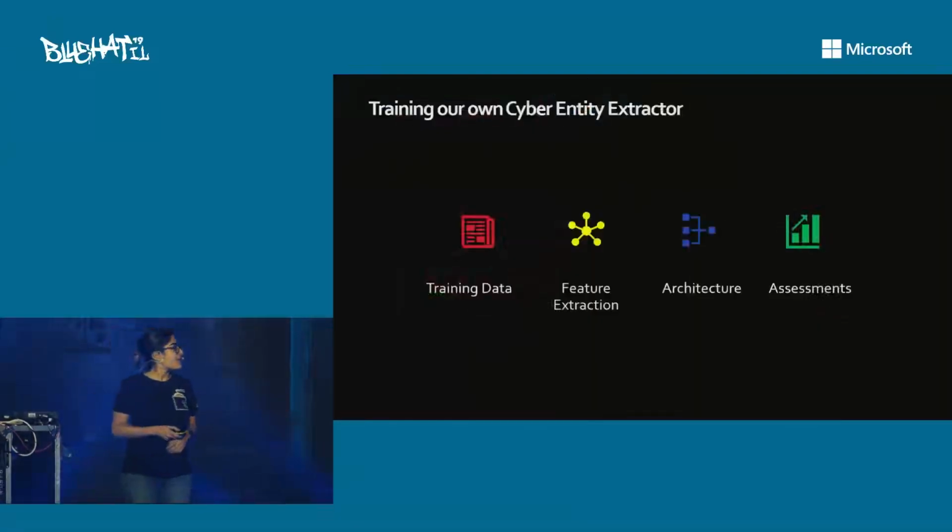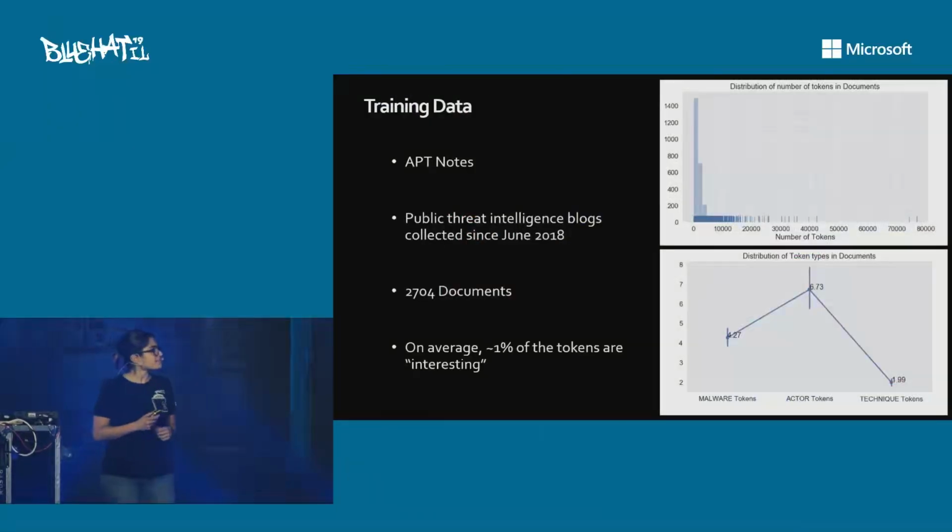So we decided to build our own. Let's talk about how we can get the training data for building the cyber entity extractor. For our training data, we used APT Notes, which is a publicly available GitHub repository maintained by security researchers. It has links to white papers going back way in the past, and it also has tools to download them, etc. We used that, and we used publicly available TI blogs that were collected by our team since June 2018. In all, we got about 2,700 documents.